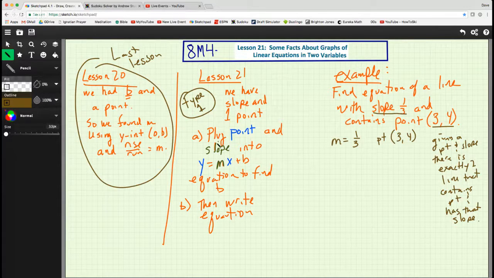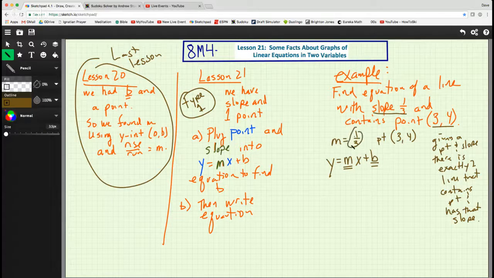So the way we're going to do this is we're going to plug the point and slope into y equals mx plus b, because we know that this must satisfy this equation, for some slope and some y-intercept. This must be true: y equals mx plus b. So all we have to do, if we know the slope and a point, is plug that in. So watch how this works.